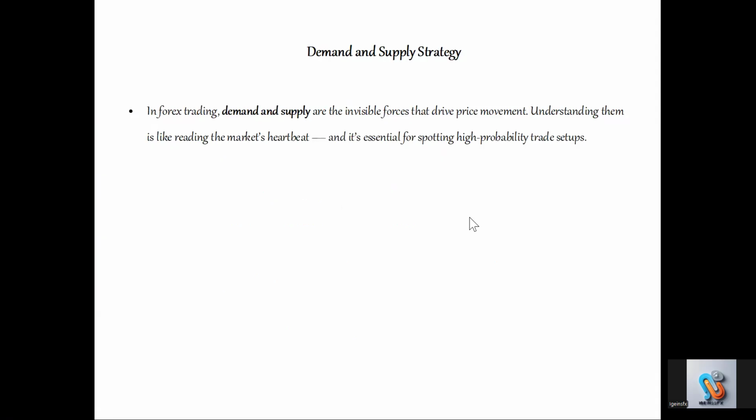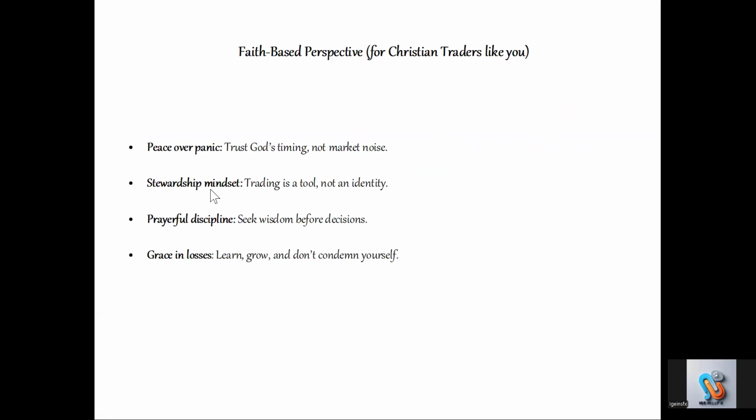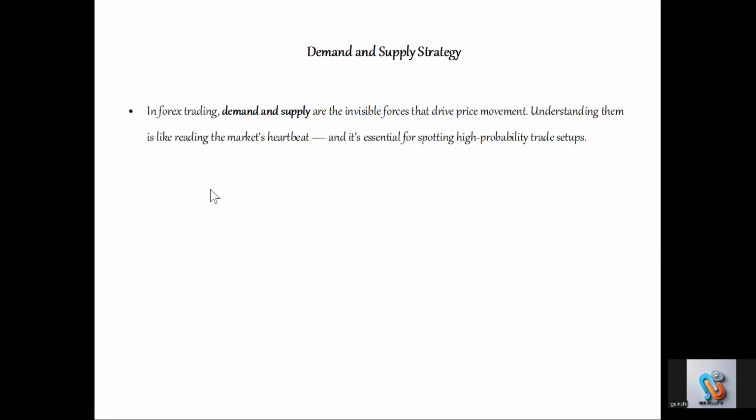Demand and supply are the invisible forces that drive price movement. Understanding them is like reading the market habit, and it is essential for spotting high probability trade setups.